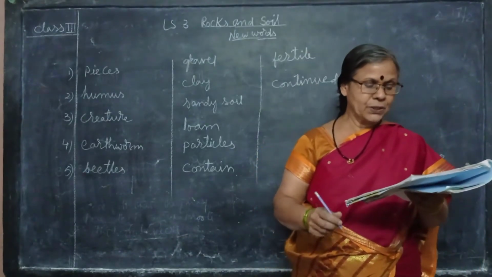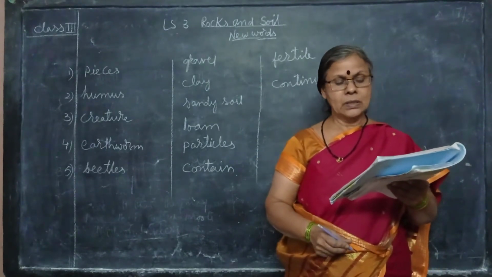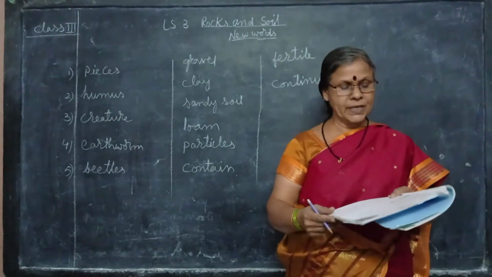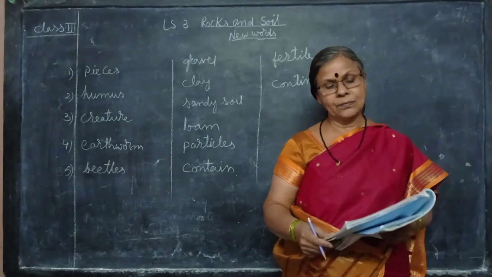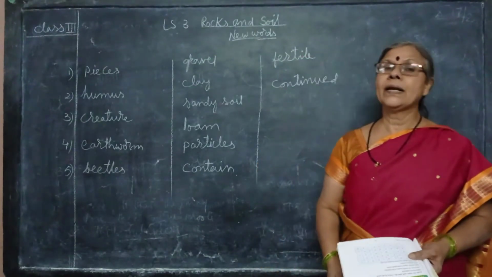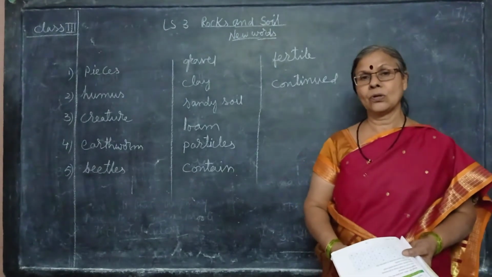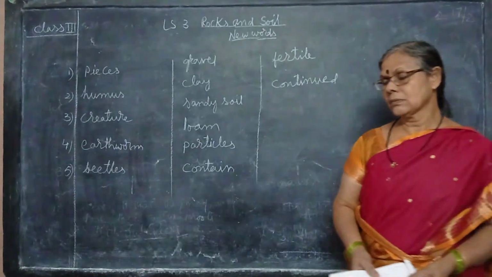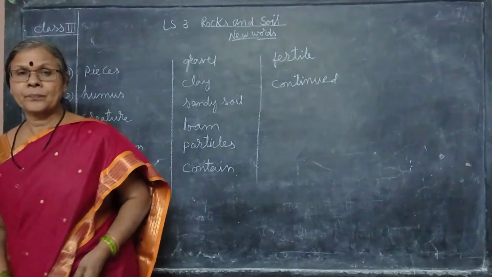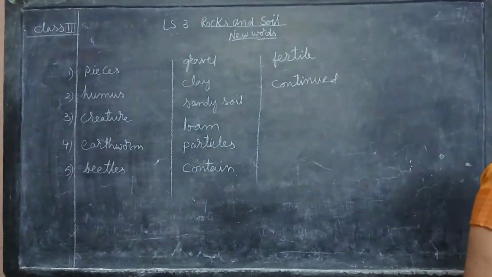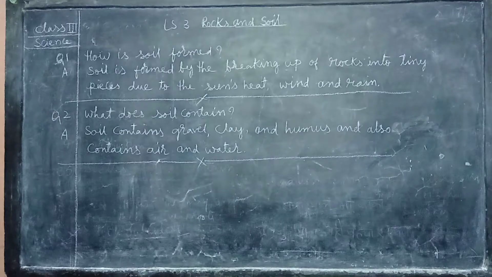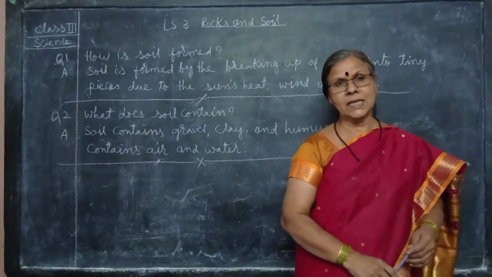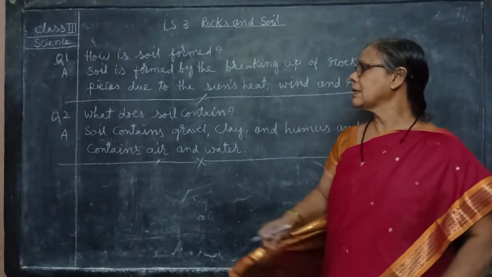The fun activity, you can do it. Read the clues and find the words in the grid, page number 209, that you can do by yourself. We'll write the first and second questions, answers also. I'll give you some time to write these. Yes, now we'll write the first and second questions, answers also. It is very small and easy to write.